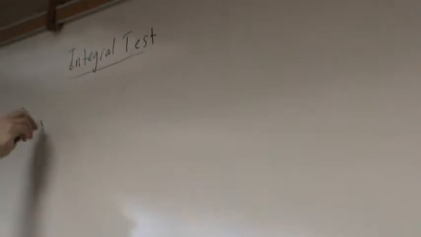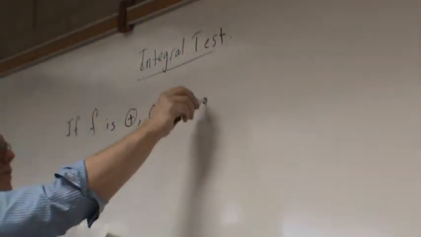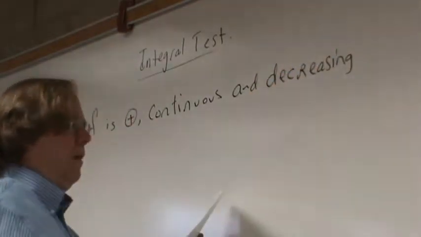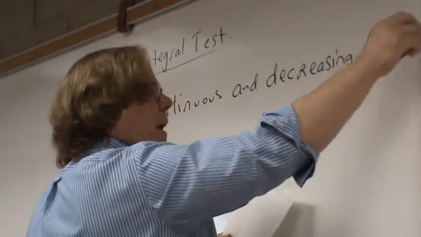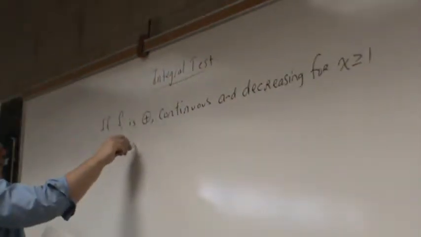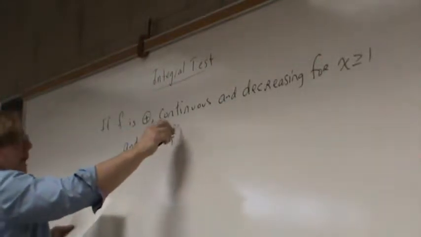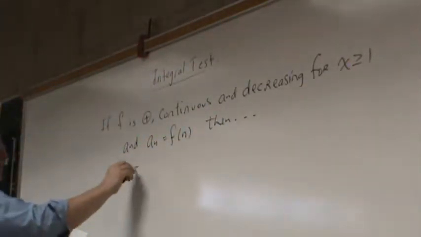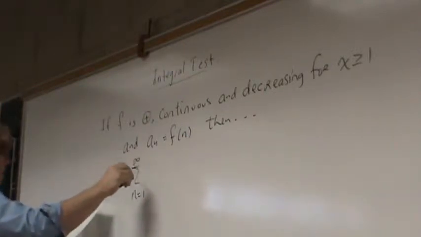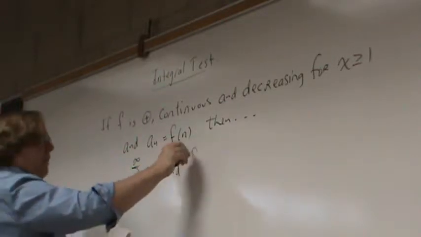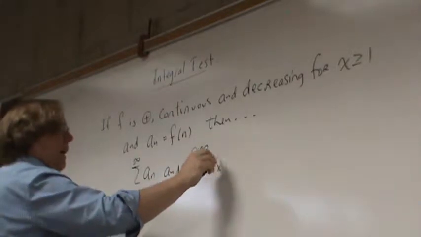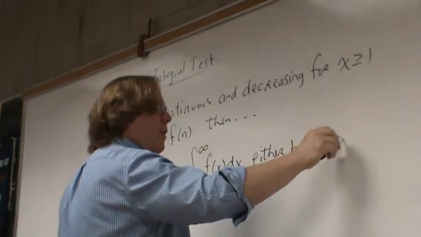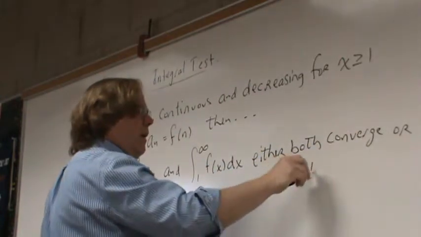If a function f is positive, continuous, and decreasing for x greater than or equal to 1, and a sub n equals f of n, then the sum as n goes from 1 to infinity of a sub n and the integral from 1 to infinity of f of x dx either both converge or both diverge.